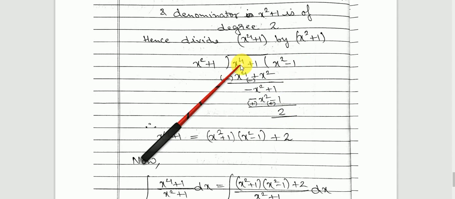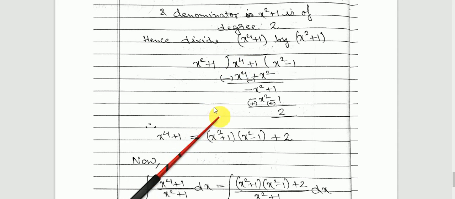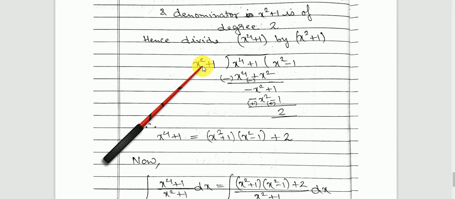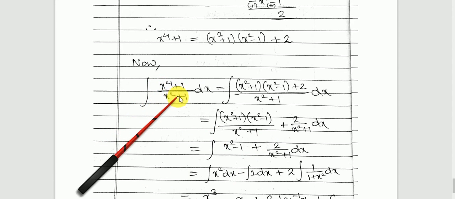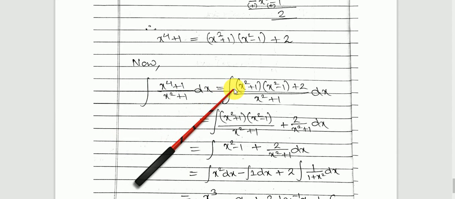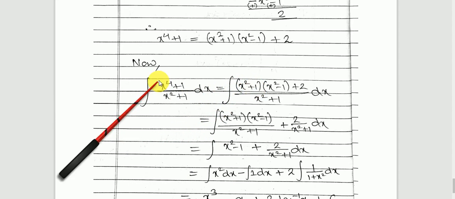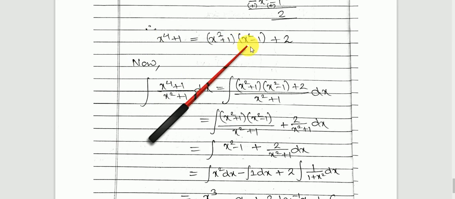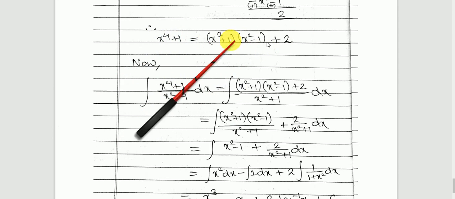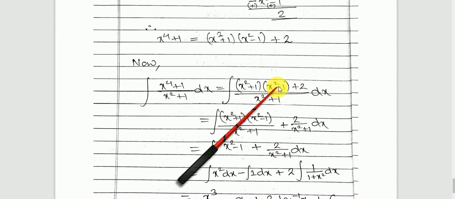So x to the power 4 plus 1 can be written as this divisor into quotient plus the remainder. Next step, integration of x to the power 4 plus 1 upon x square plus 1 with respect to x. Because just now you have divided, you can see that this can be written in this form: x square plus 1 into x square minus 1 plus 2, upon x square plus 1.